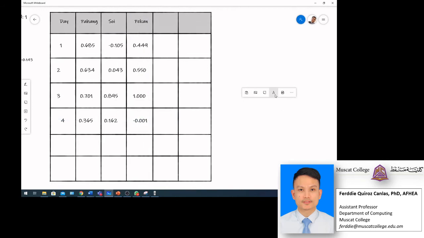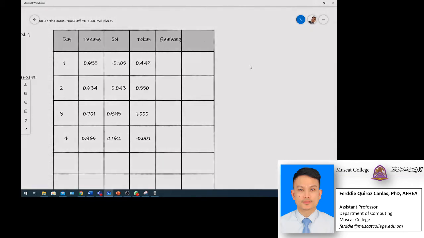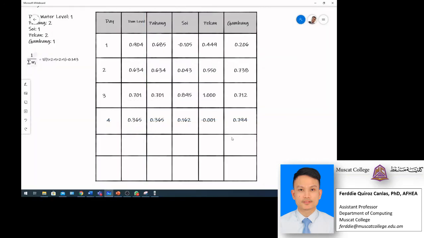And lastly, the last river, which is Gambang. Gambang is here. So we have Pahang, soy, Pecan, Gambang. Oh, I forgot the water level for the dam. No problem, we can move it later on. Okay, this is it.